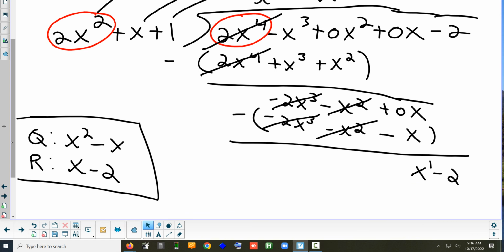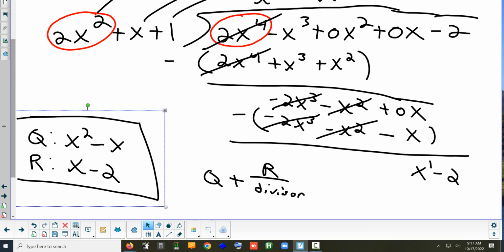Yes? Would the written out version be x to the second minus x plus x minus 2 over 2x to the second plus x plus 1? Yes. Yep. You could always write it as quotient plus remainder over divisor. That is the other way to write the answer. There's your quotient. There's your remainder. There's your divisor.